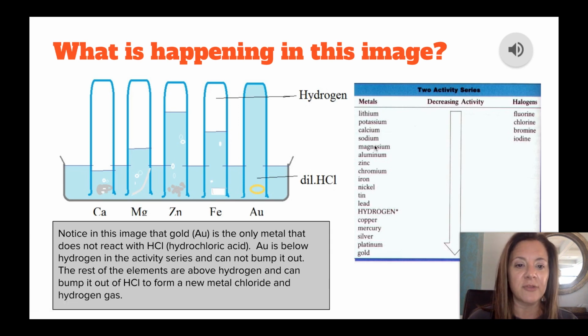So it can bump that out of the compound, hence why you get hydrogen gas forming in this test tube. Magnesium, is it higher than hydrogen? Yes, it is. So therefore, it can bump the hydrogen out. Same with zinc. Zinc is higher than hydrogen. Iron is higher than hydrogen. However, gold is below hydrogen in the activity series. So gold is not more reactive than hydrogen in the compound. So it does not have the capability of bumping it out of solution.